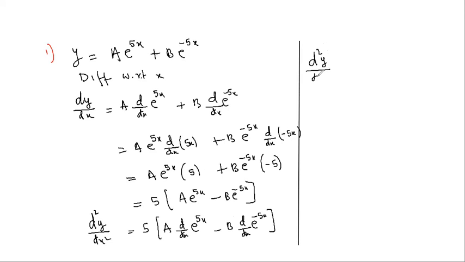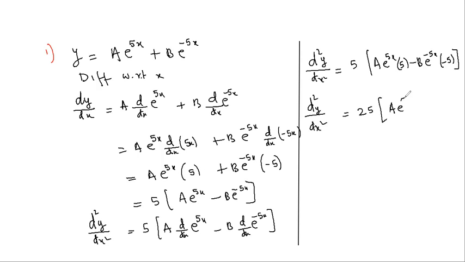So my answer will be d square y by dx square is a into 5 into a e raised to 5x into 5 minus b e raised to minus 5x into minus 5. So this d2y by dx2, take another 5 common. So a e raised to 5x plus b e raised to minus 5x. So your solution became, now you have to eliminate.